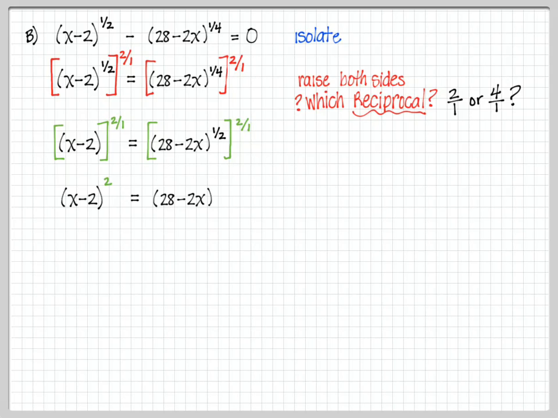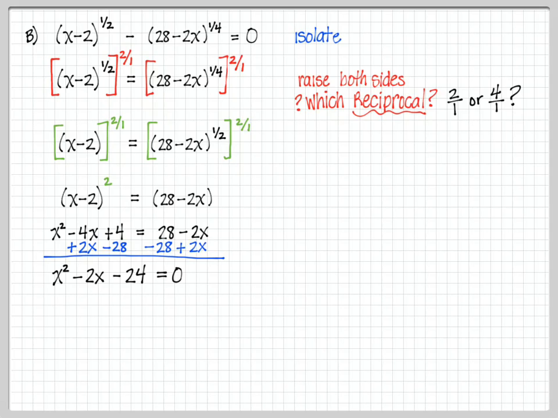Well, we can square a binomial, and x minus 2 quantity squared is the first one squared and the last one squared, and twice their product. So we've got the x minus 2 quantity squared, and that still equals 28 minus 2x. So we're going to solve this. Since it's a quadratic, we're going to get it to equal 0. Then we're going to factor it. And we see that we have two possible solutions, x equals 6 or x equals -4.